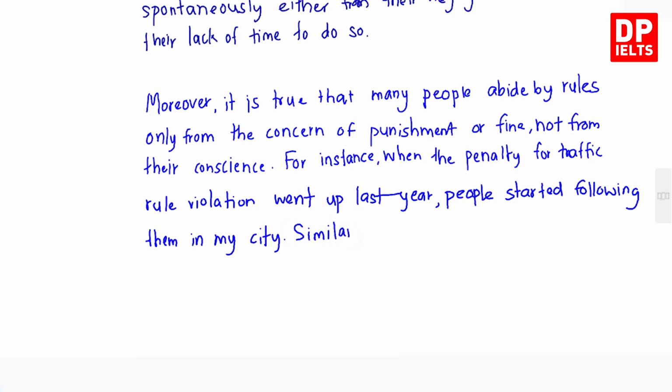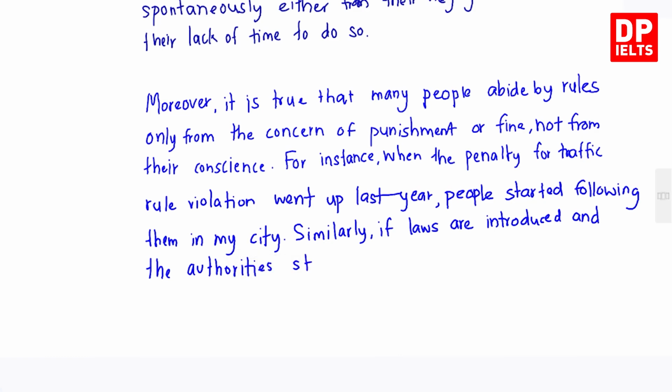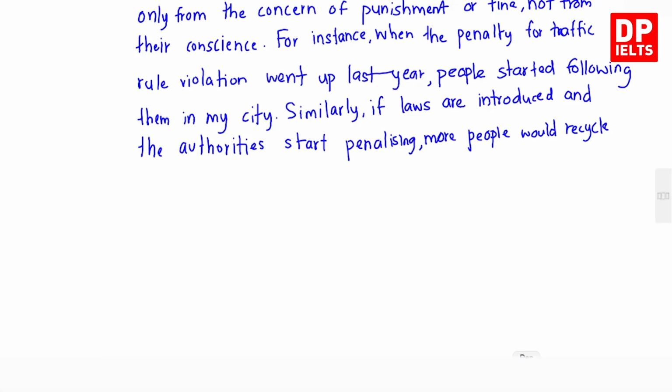Similarly, if laws are introduced and the authorities start penalizing more people, they would recycle more of their wastages. Or let's just say more of their wastage.